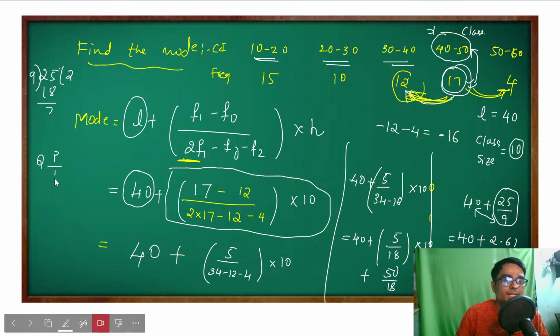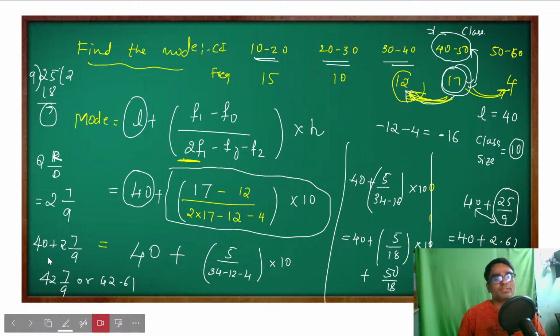QRD. So what is Q here? Quotient 2. R is remainder 7 and D is 9. So 2 7 by 9. 40 plus 2 7 by 9, which is 42 7 by 9 or 42.61. Anything will do. Better you go for this. Okay, it's not that accurate, but this is the accurate one. 42 7 by 9. Okay, clear?